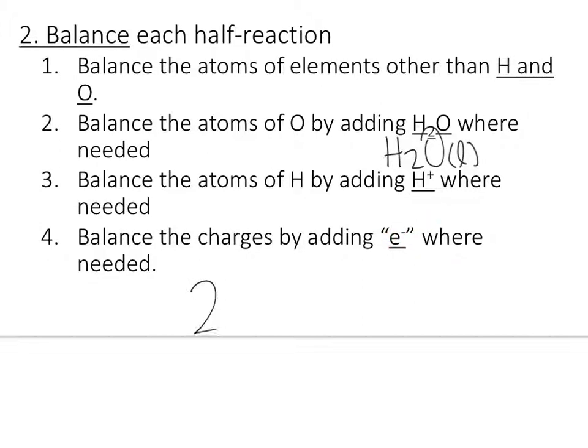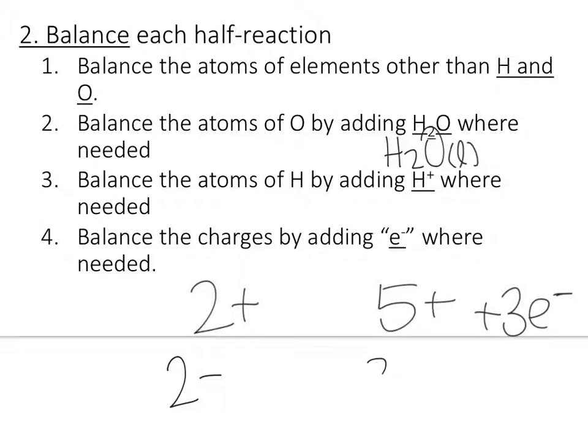So for example, if we find that on the left side we have a 2 plus, and the right side we have a total of 5 pluses, that means we need to add 3 electrons to this side, because then 5 plus a negative 3 will get you 2. Okay, or if we had, I don't know, 2 minus and 3 minus, then we would need to add 1 electron to this side, because 1 minus plus 2 minus will get us 3 minus. So, balance everything besides H and O, balance O, balance H, balance charges.